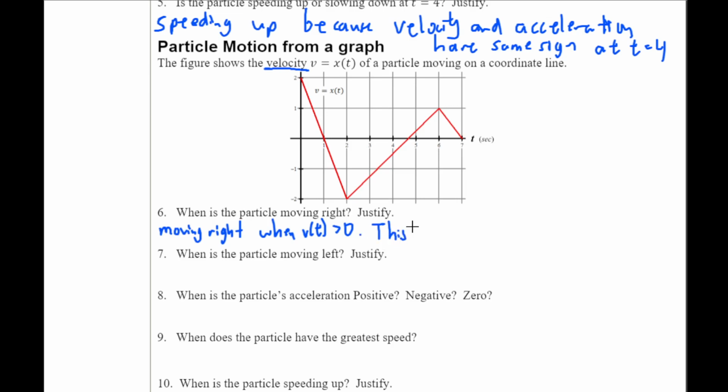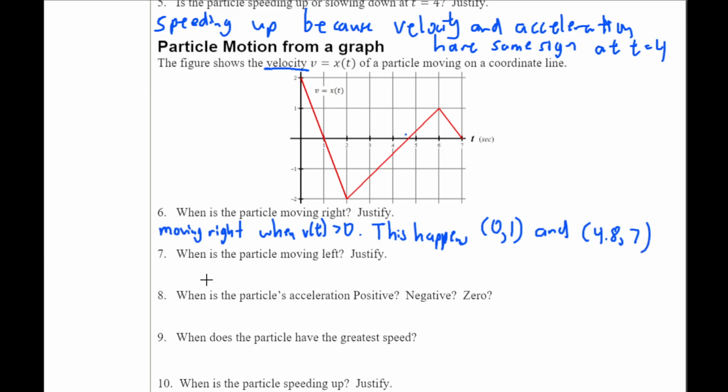This happens, greater than 0 meaning positive, wherever on this velocity graph you're above the x-axis, the t-axis in this case. You see that's from 0 to 1. From here to here, this is all above the horizontal axis, 0 to 1. And from here, the velocity graph is all positive, so that's about 4.8 to 7.